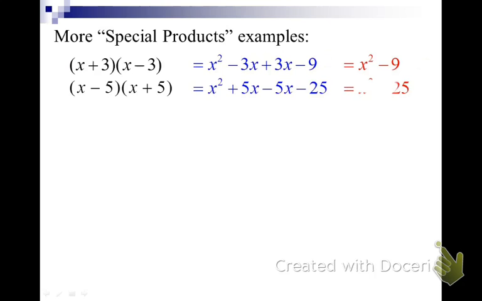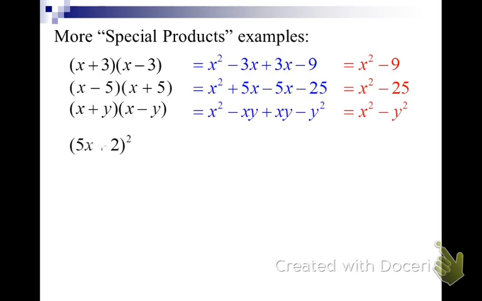And here's some more that you should recognize. X plus 3 times x minus 3. What special product is that? Well, that's a difference of squares. How about x minus 5 times x plus 5? Again, difference of squares. How about an x plus y times an x minus y? Again, difference of squares. This is a square of a binomial.